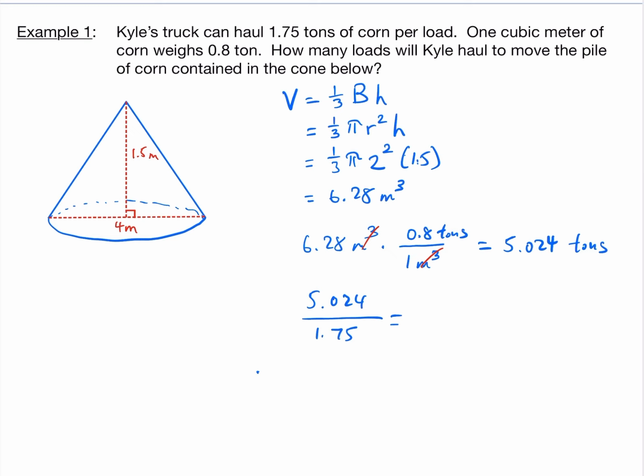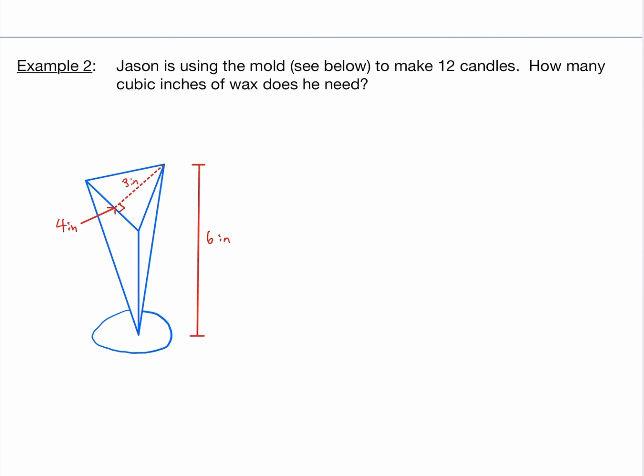And we're going to get 2.87 loads. Or, since we can't do fractional loads, this is going to take 3 loads for Kyle to haul or move this pile of corn. Okay, 3 loads. Let's go on and move to the next example.